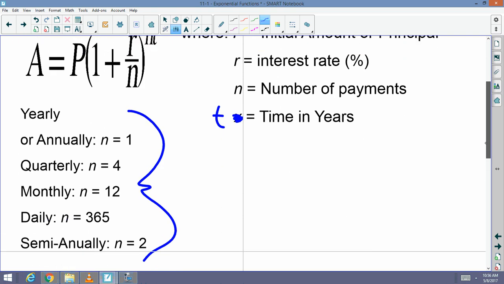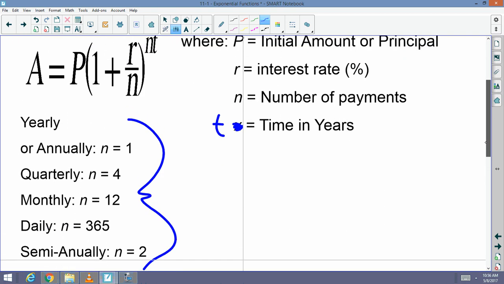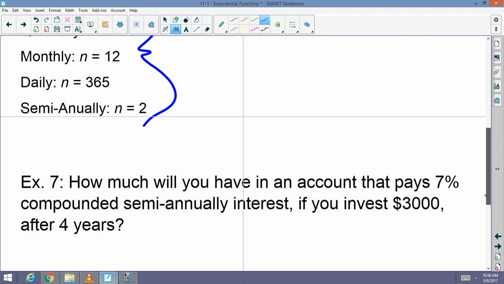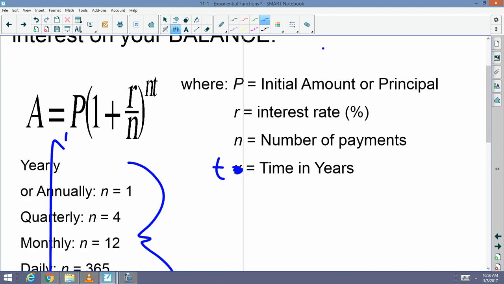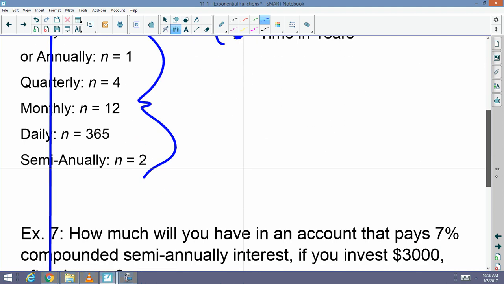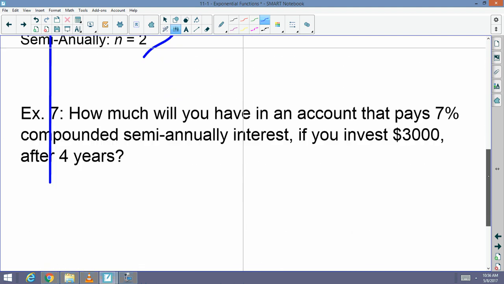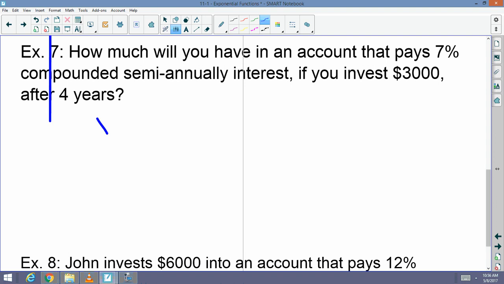Does that make sense, guys? Now, let's put it to play. How much will you have in an account that pays 7% compounded semi-annually interest if you invest $3,000 after 4 years? Okay, let's try it again. What do you guys think? 50-50? Okay, y equals.